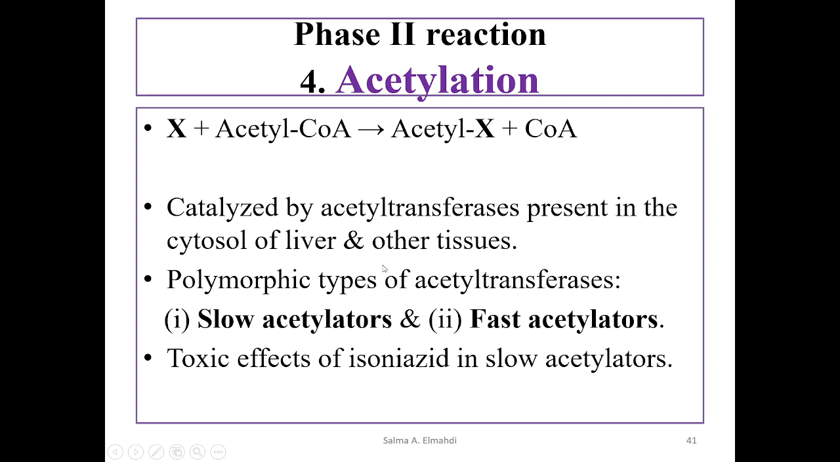If the same drug is administered to a person who is a slow acetylator and to another person who is a fast acetylator, the slow acetylator is likely to show the toxic effects of a certain substance due to accumulation. An example of this substance is isoniazid, which will have toxic effects in slow acetylators who fail to acetylate isoniazid at a normal rate.